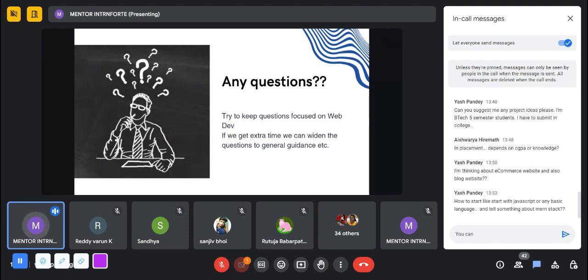Then you have to choose either the MEAN stack, MERN stack, and stacks like this. There is even the LAMP stack. So that is it for the stacks.